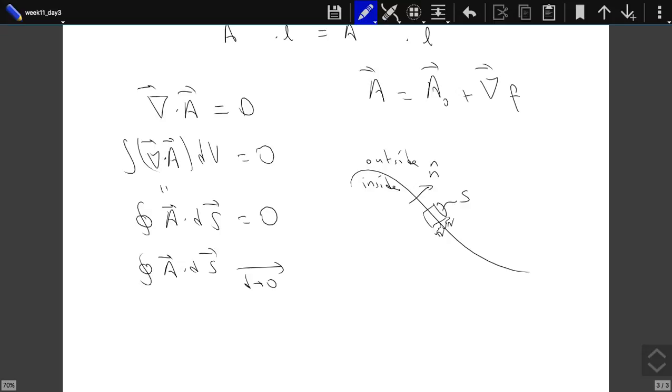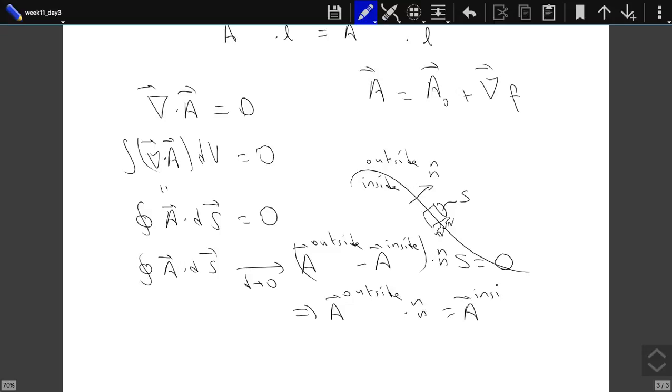In the limit as D goes to 0, there won't be any contribution from the sides. I only get a contribution from the top and the bottom. The area vector of the top area is in the direction of N. So this is (A outside minus A inside) scalar product with N times S, which should be equal to 0. So this tells me that A outside dot N should be equal to A inside dot N.